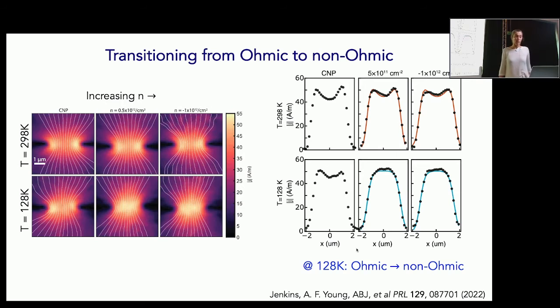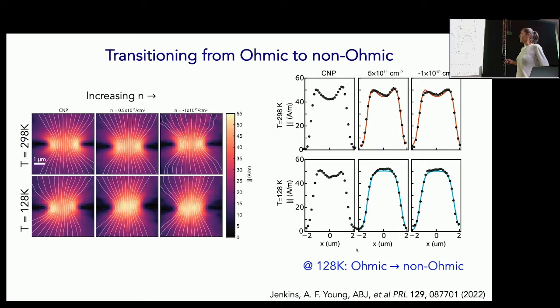Now we expect that as we go to lower temperature, the electron-phonon scattering is reduced, and we should approach this hydrodynamic regime. Here are several images taken at two different temperatures, room temperature and 128 Kelvin, at varying electron density. And here are the line cuts, just for easier visualization, across each slit.